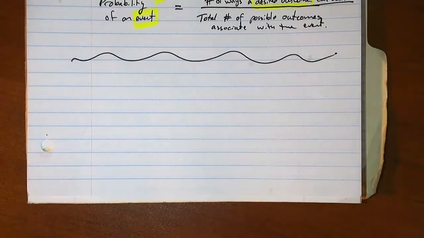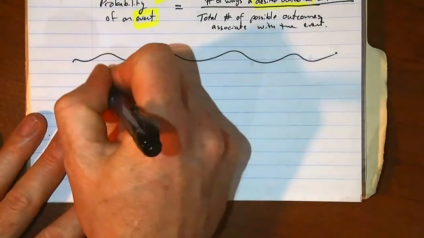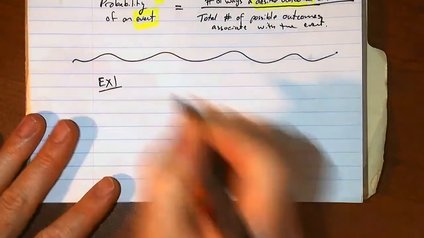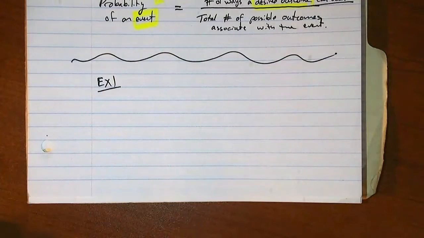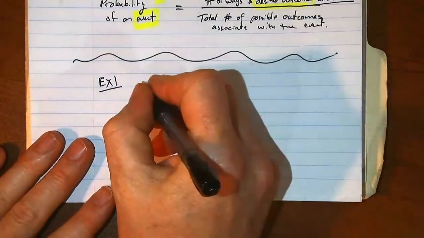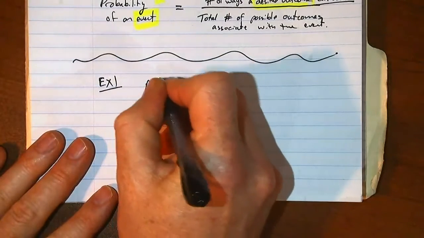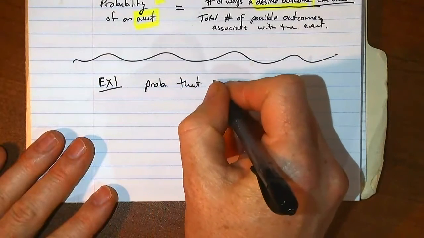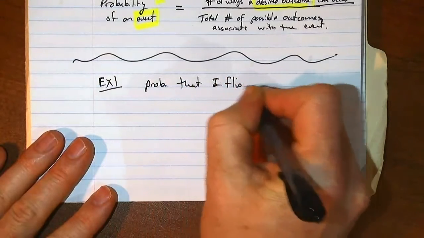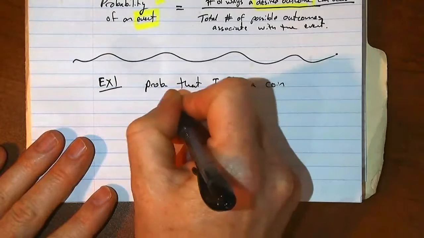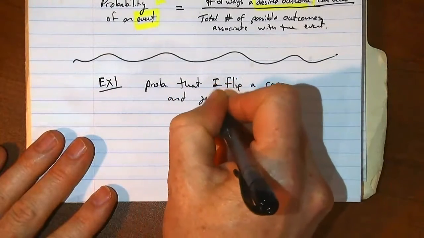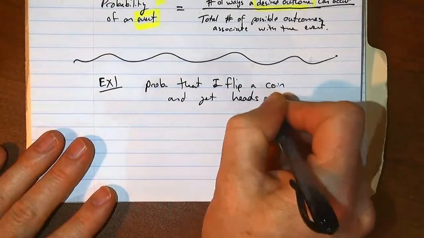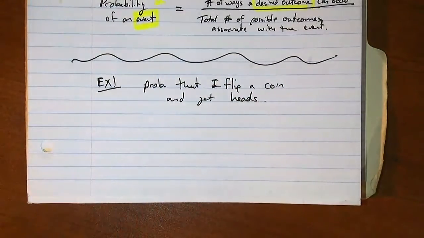And what I'm going to do is show you 3 examples, and I'm going to move from easiest to hardest. But all 3 of these, like I said at the beginning of the video, are middle school level examples. So example number 1 is, what is the probability that I flip a coin and I get heads? Okay. Find the probability that I flip a coin and I get heads.